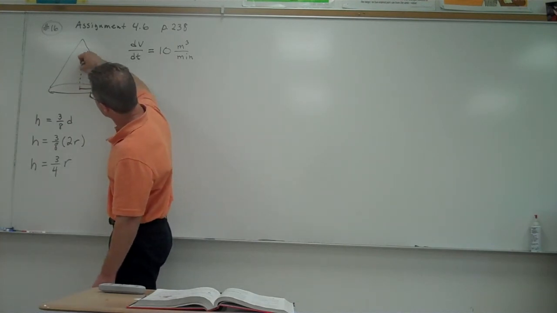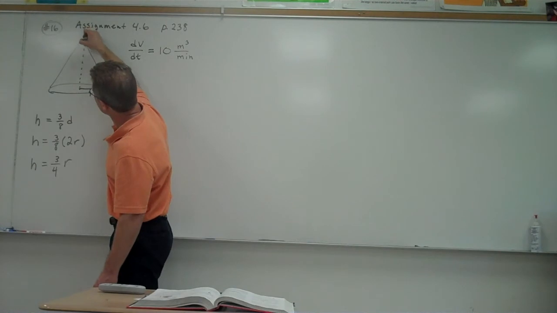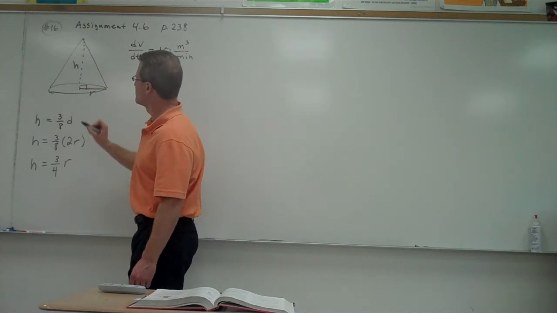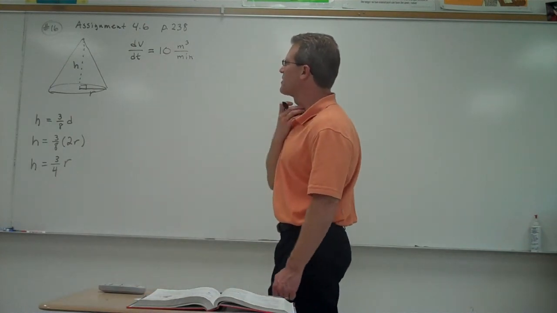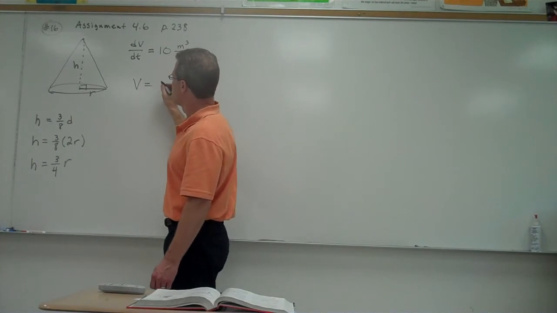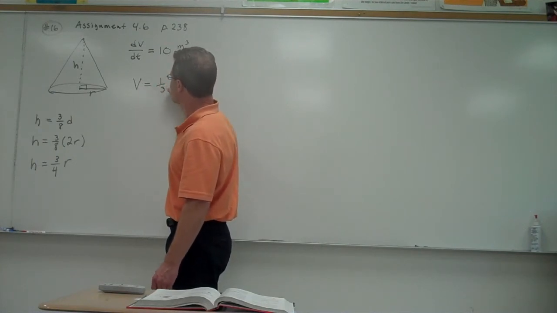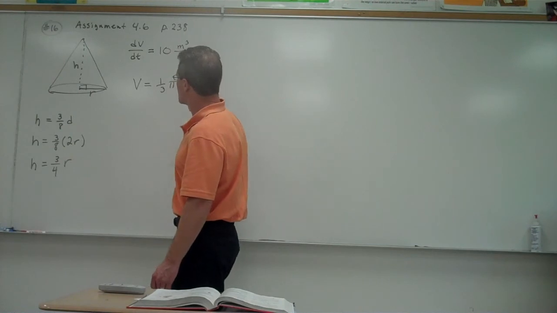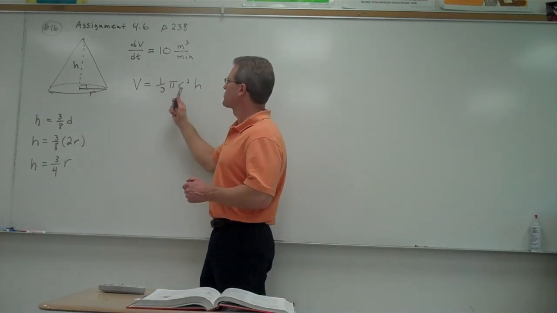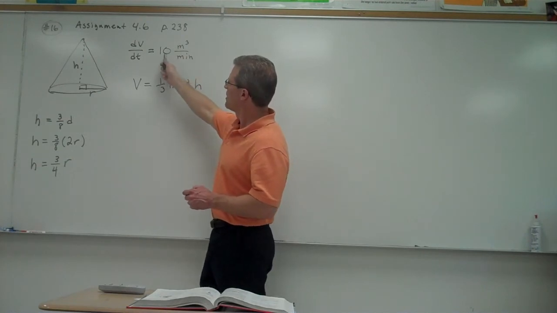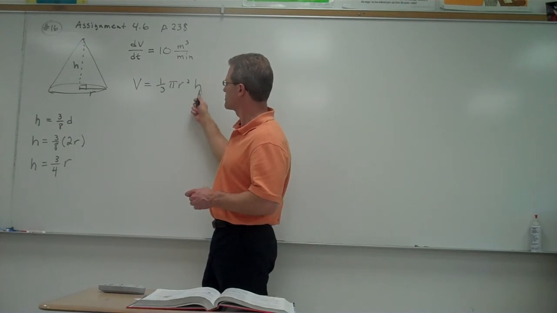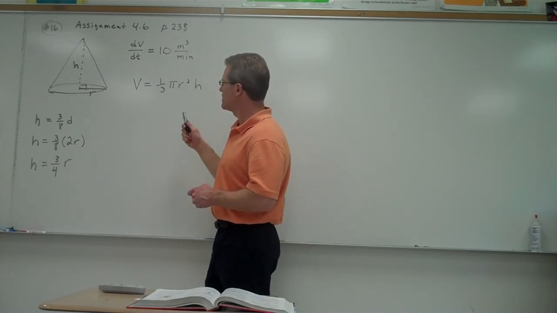So our height is this distance here, all the way to the tip. The radius is this distance. It's going to be a right angle there. We're talking about the volume of a cone, so we want to start with the volume of a cone as our beginning equation. Volume of a cone is 1/3 pi r squared h. And we're going to want to take the derivative on both sides because we want to think about how fast the volume is changing, how fast the radius is changing and how fast the height is changing when the height is 4 meters.